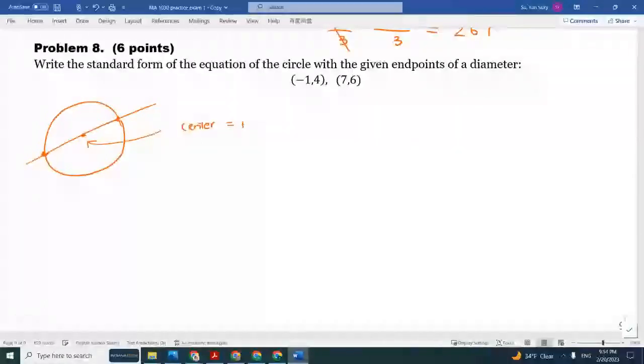Do you see the center is actually the midpoint of those 2 points? Well, to find the midpoint, you are doing the average. So you look at your x values, add them up, divided by 2. You look at the y values, add them up, and divide by 2. The average of the x values and the average of the y values.